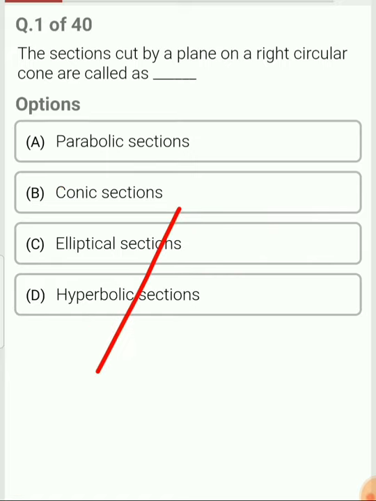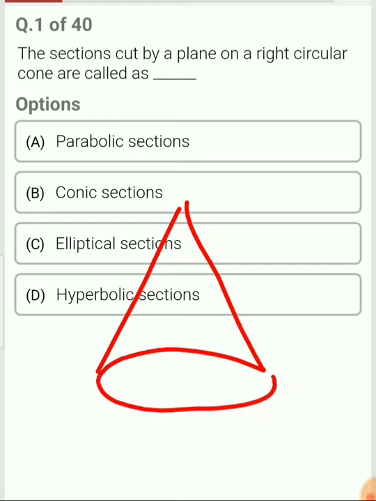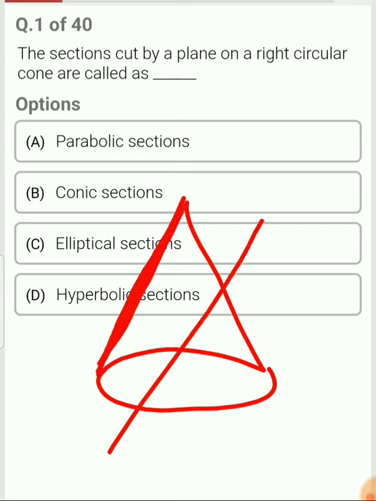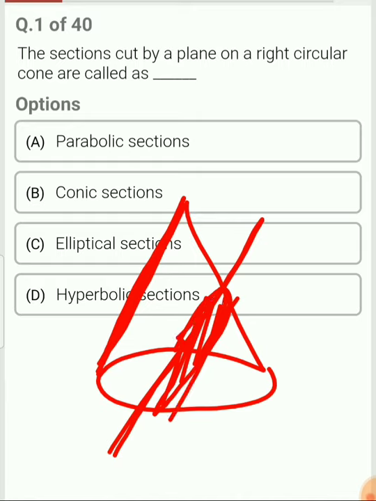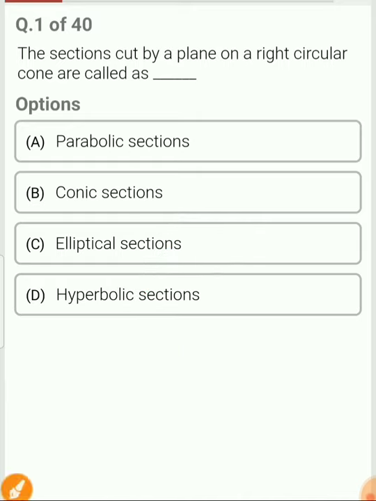Let us understand how to get a parabola. We have a cone and if we cut the cone parallel to one of the generators, this is a generator of the cone and this cutting plane is parallel to the generator, then in that case the shape which you will get at this cutting section will be a parabolic section. So you will get a parabolic section over here, right? Once you cut the cone, you will get a parabolic shape over here across the cutting plane.